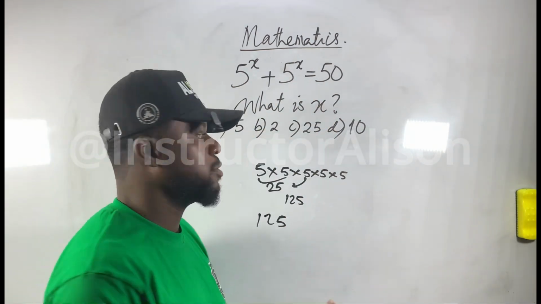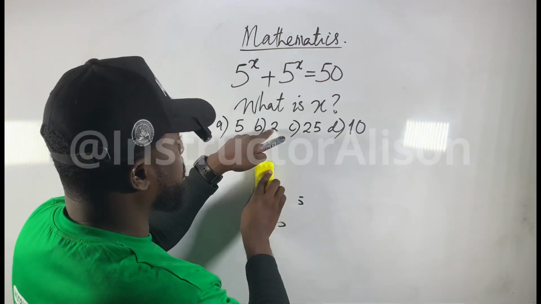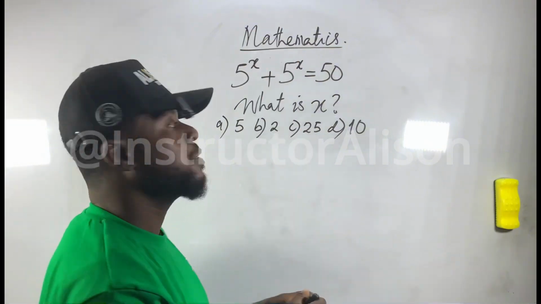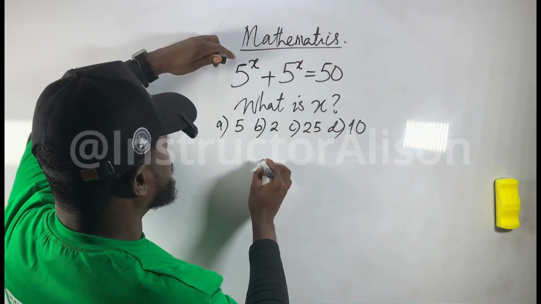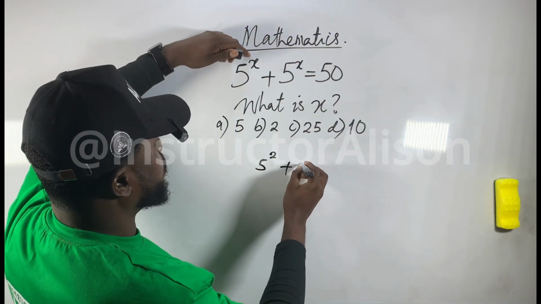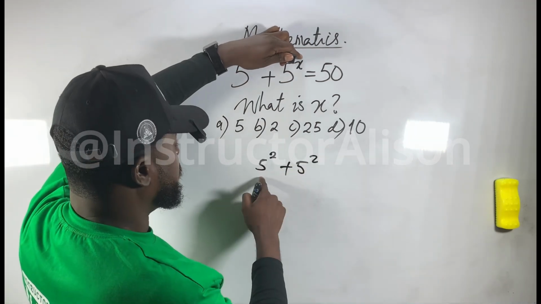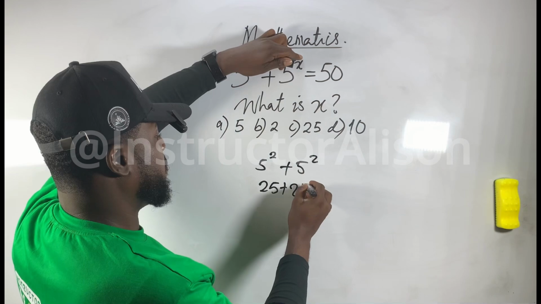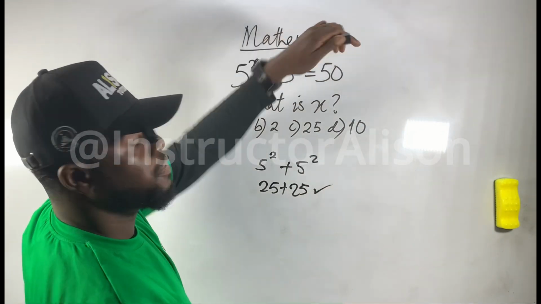So wetin be the best option? See what you go do. Choose the second number, na im small pass. Because if you choose 25 or 10, it dey even go more higher. So by inspection, if you put 2 here plus 2 here, 5 squared will give us 25, plus 5 squared 25. 25 plus 25 will give us this 50.